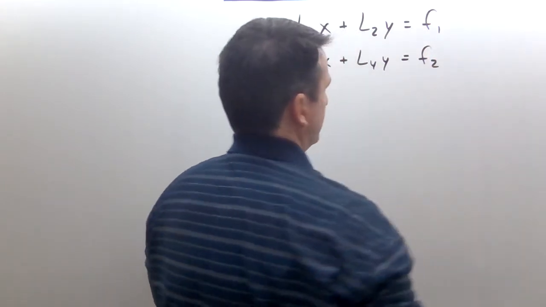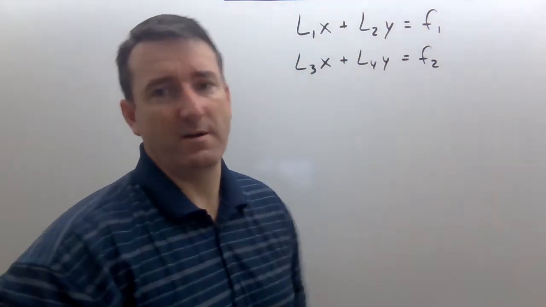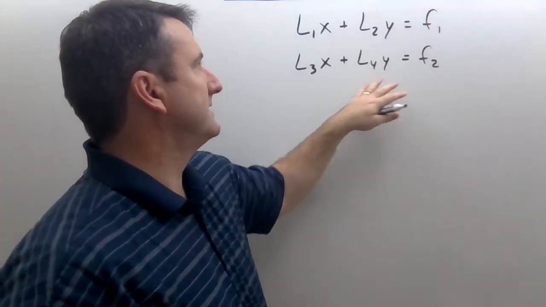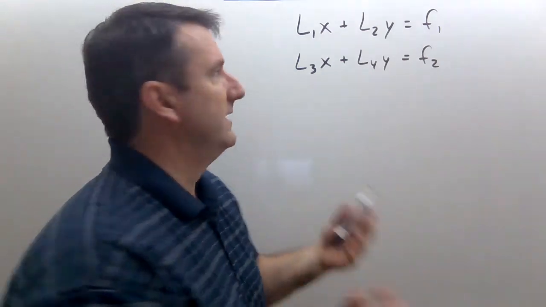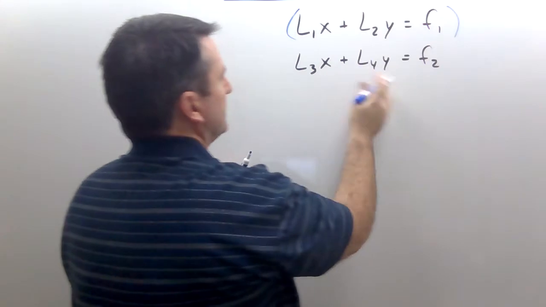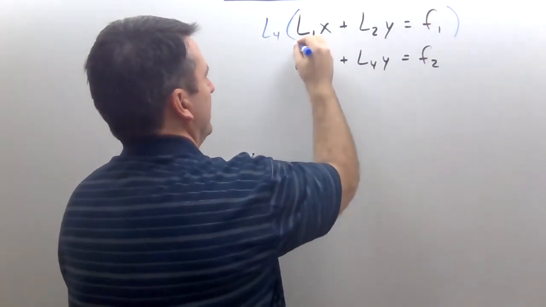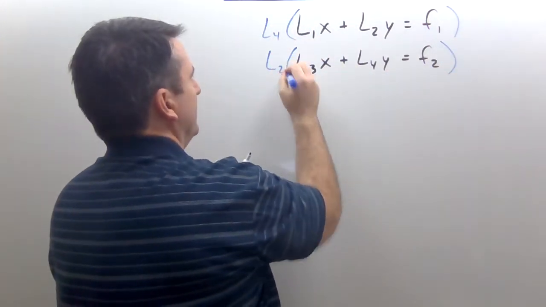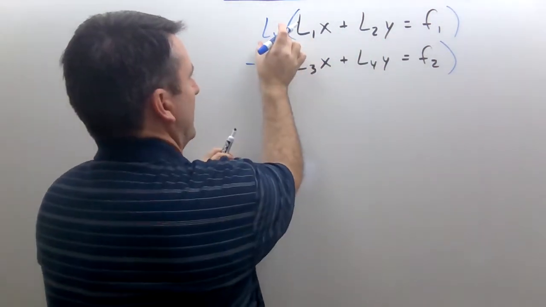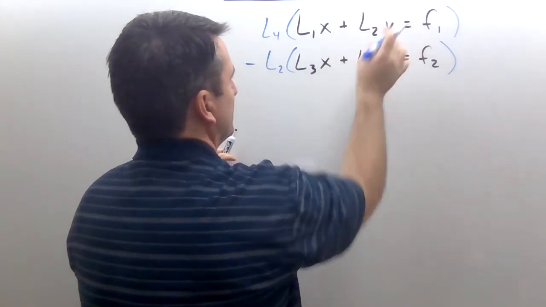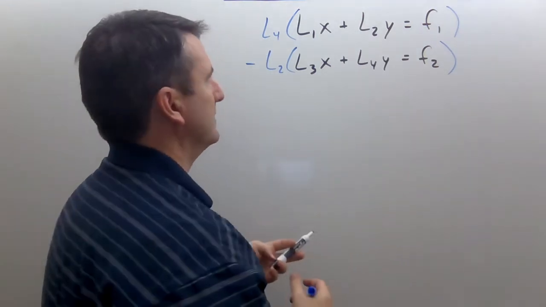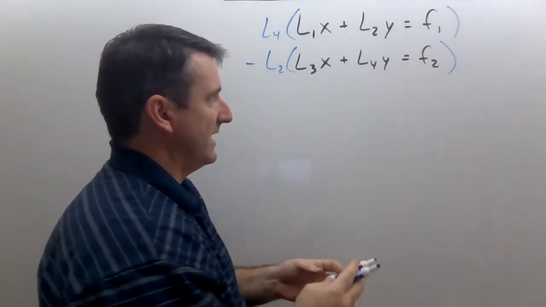to some function f2. All right, now if we were to solve this system of equations using elimination, let's just get rid of our y. Notice what happens if we try to get rid of this y. Well, we're going to want to multiply the top by L4, and we'll multiply the bottom by L2, and then subtract the two. And that will get rid of the y, because we'll have L4 times L2 times y minus L2 times L4 times y. Those will subtract to 0, and the y's will be eliminated.